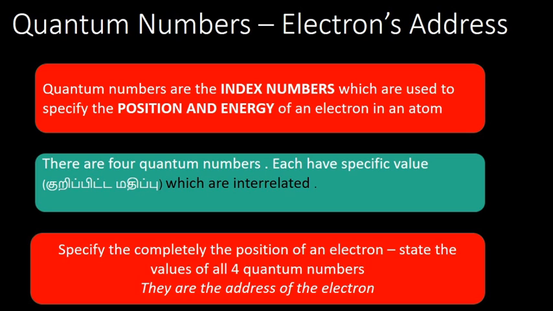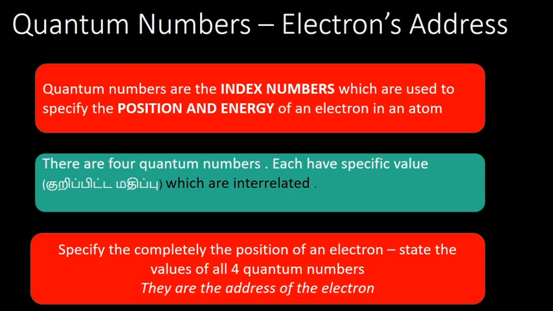There are 4 quantum numbers. Each has specific values which are interrelated. They specify completely the position of an electron, and therefore we call it the address of an electron. It tells the electron's position correctly, so we can say that it is the electron's address. So you just remember this one.